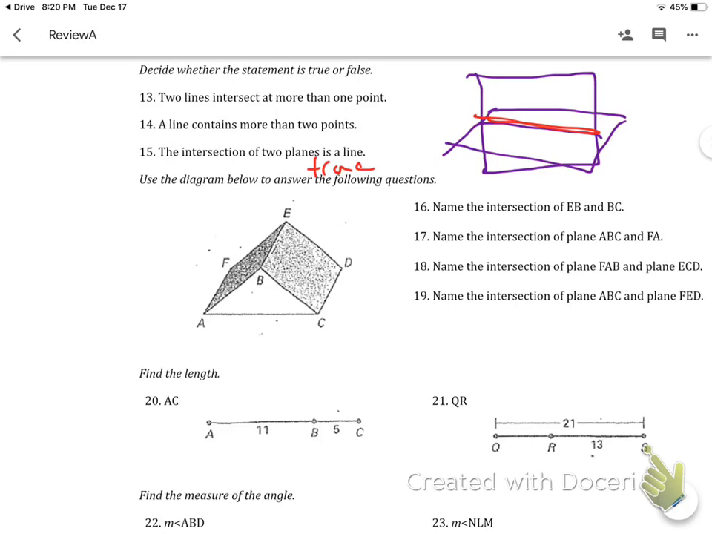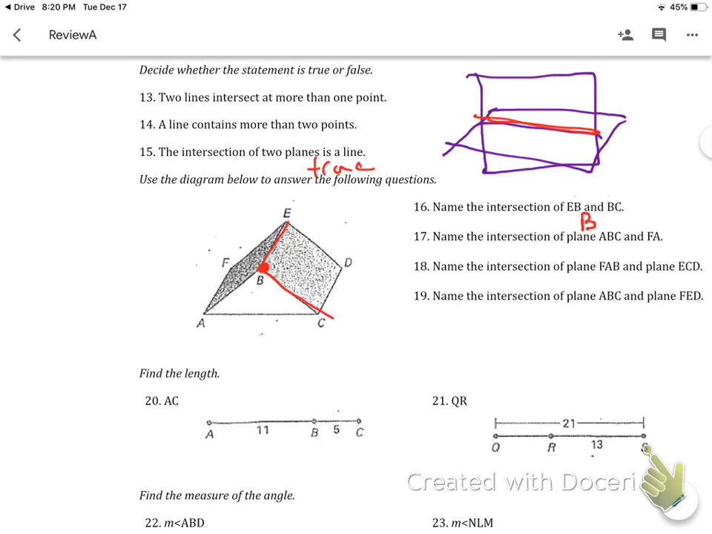So now we're going to use the diagram to answer the following questions. I think you're able to see that one okay. So name the intersection of EB and BC. So if you're looking here for EB and BC, the intersection would be B. See, it's meeting right here. But you also notice that the letter that's in both of them is B.